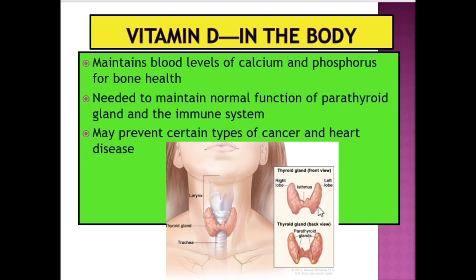This is the right loop. This is the left loop. So if we look at the back view of the thyroid gland, there are parathyroid glands. Okay, the yellow color, the small circles, yellow color small circles. 1, 2, 3, 4. Okay, parathyroid gland.